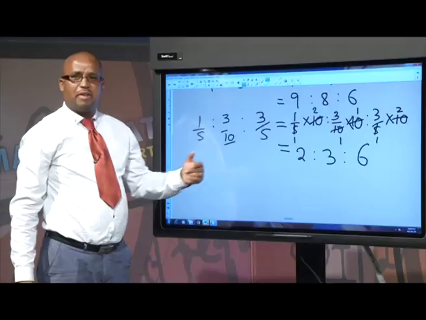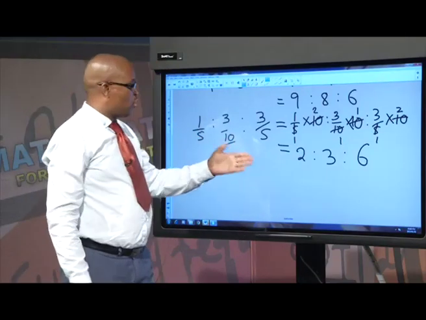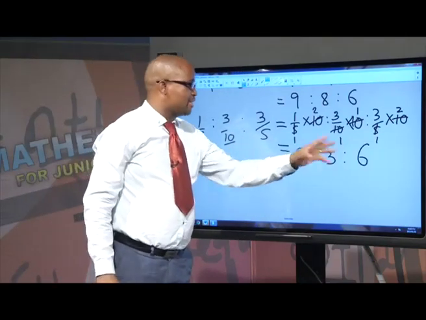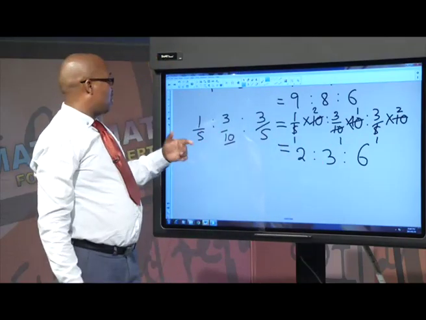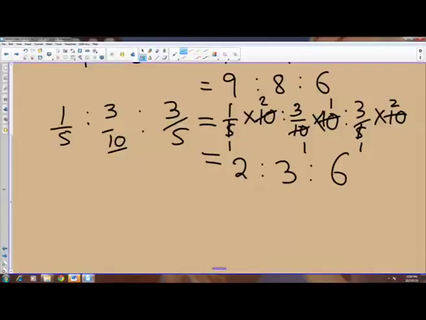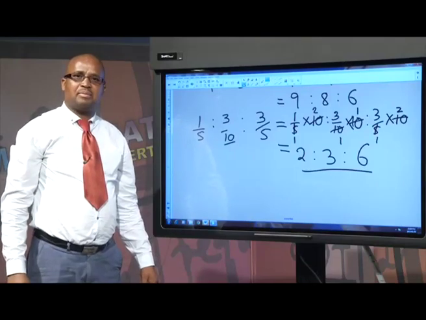This has been simplified. When we try to check if there is any common factor which can go into 2, 3, and 6, there is none. So this has been simplified. We now write our answer as 2 is to 3 is to 6. Now note, when we are given fractions involving ratios, what we simply have to do is to multiply by the lowest common multiple of the denominators and then simplify. Let us go for a short break. When we come back, we'll continue with our lesson.